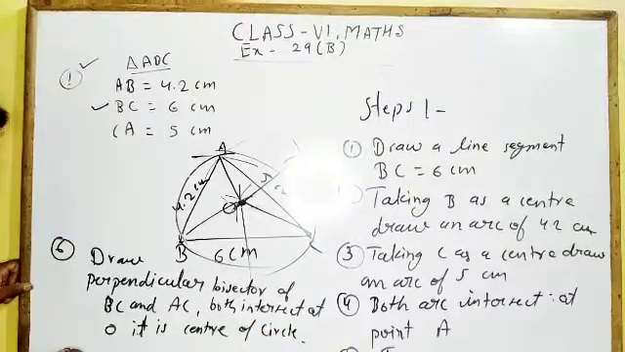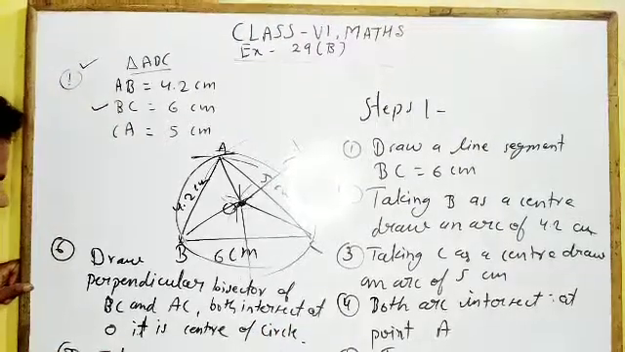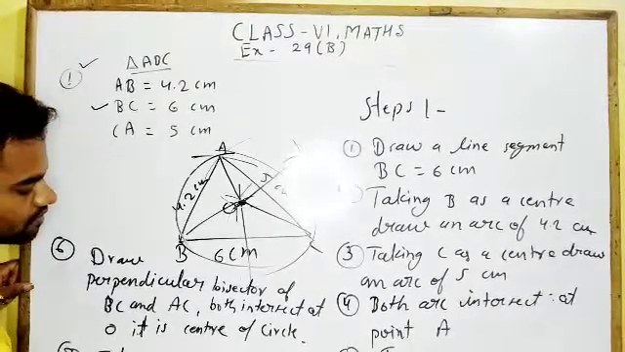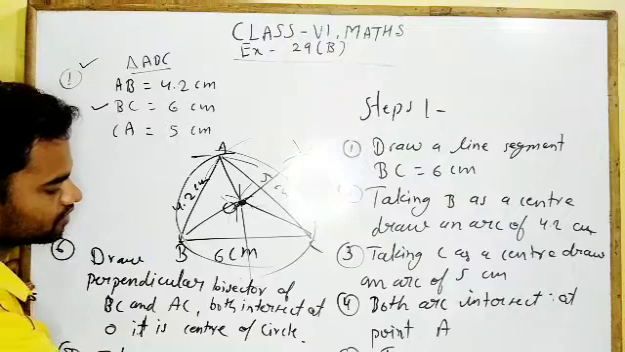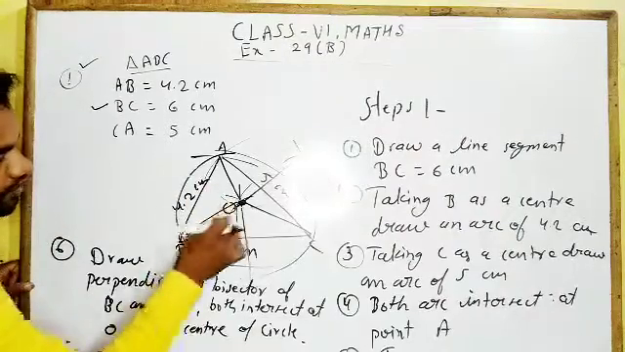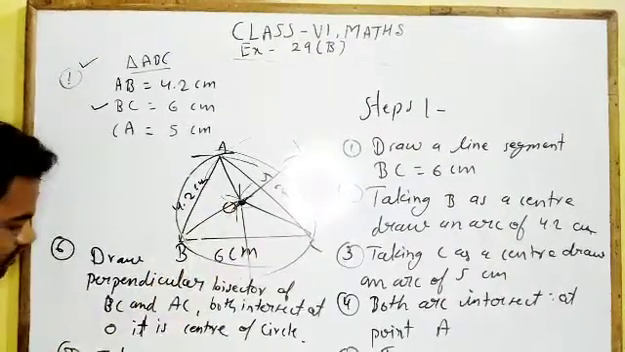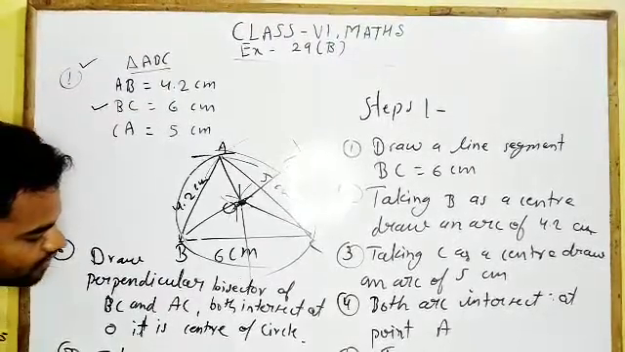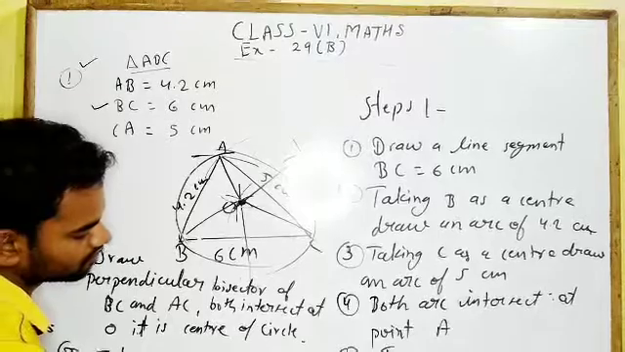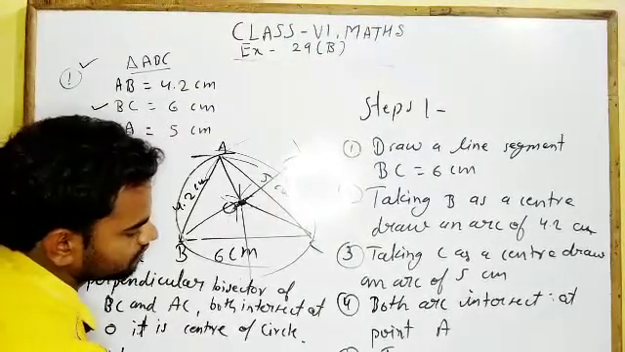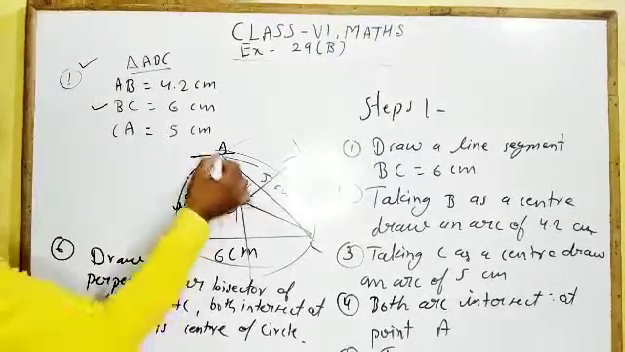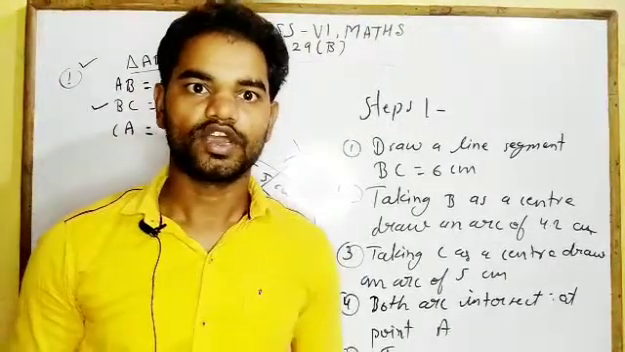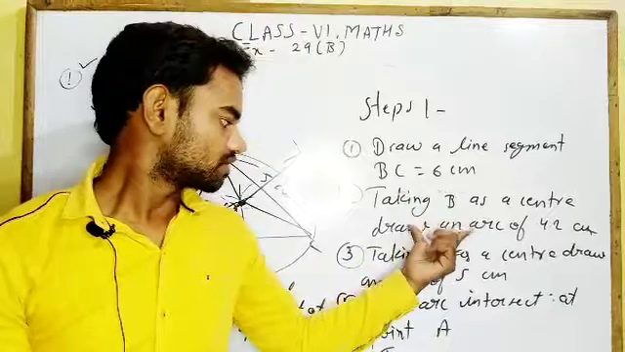Now 7th point, taking O as a center and OA, OB or OC as radius, draw a circle which passes through A, B and C. This is the circumference.